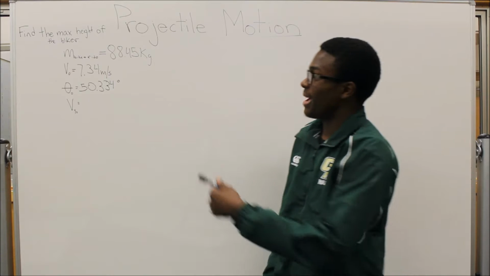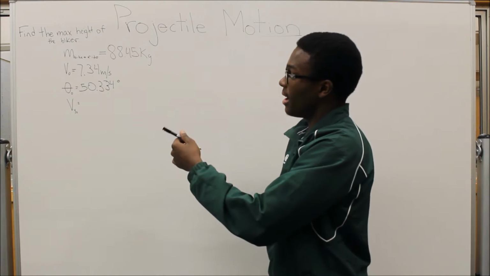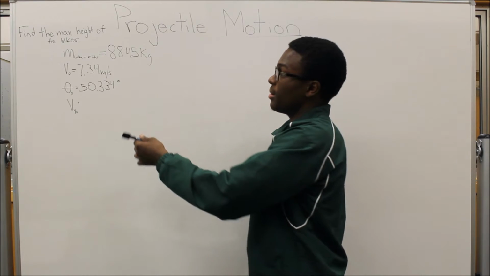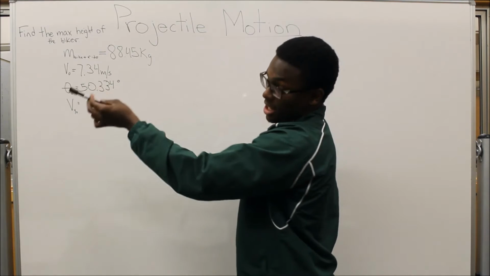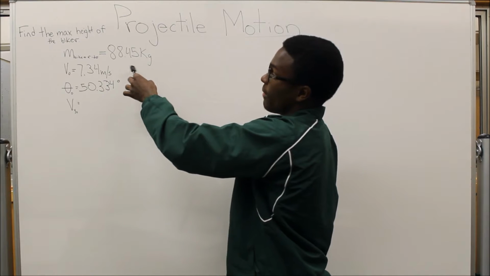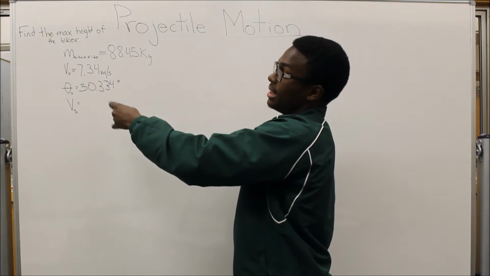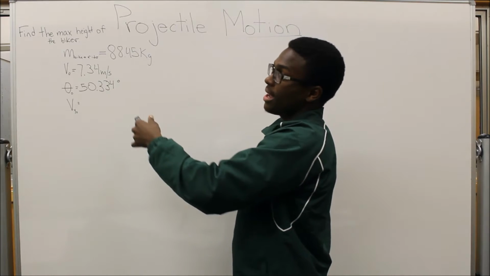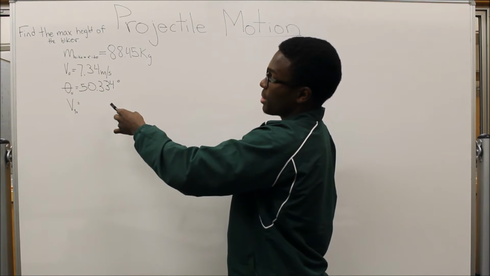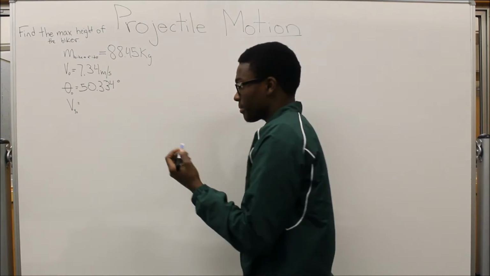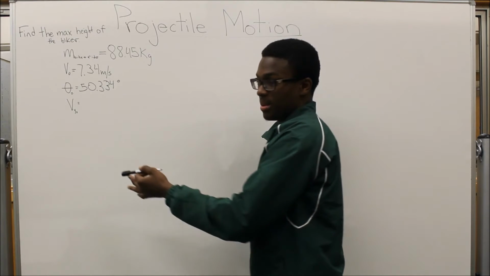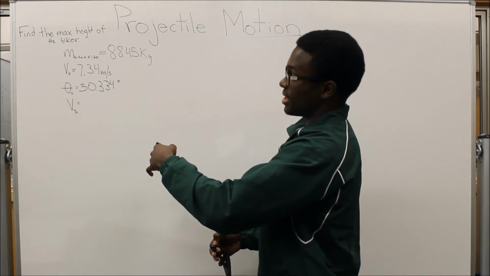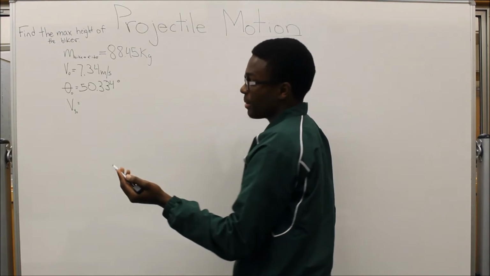So we want to find the max height of the biker, and we're going to do this using energy. From the video, we know that the biker and his bike combined weigh 88.45 kilograms, and he leaves the ground with a velocity of 7.34 meters per second at an angle of 50.334 degrees. If we're going to be using energy for this, we first want to find the vertical component of his velocity. How are we going to do this?